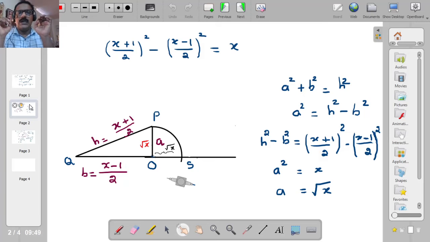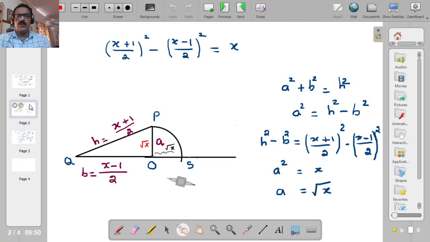So what we are going to do next is construct a right angled triangle with the length of altitude equal to square root of x. How will we do this? Our aim is to construct a right angled triangle whose altitude is equal to square root of x. For that, we will be constructing a right angled triangle. We are given an x. We have to find the square root of x.